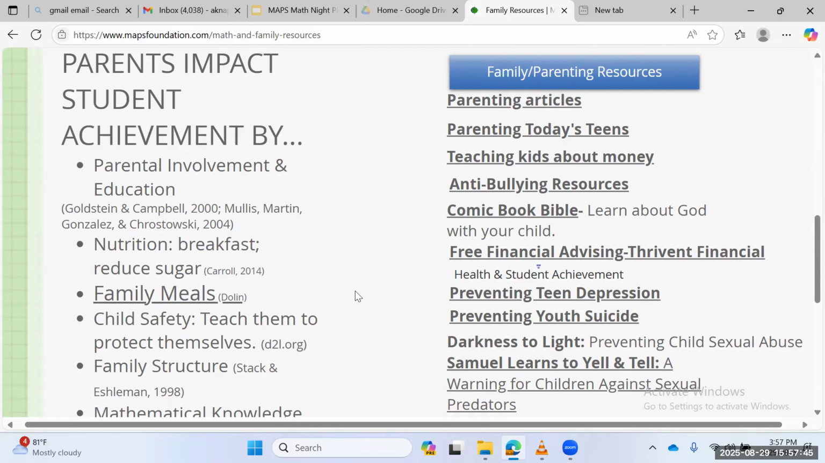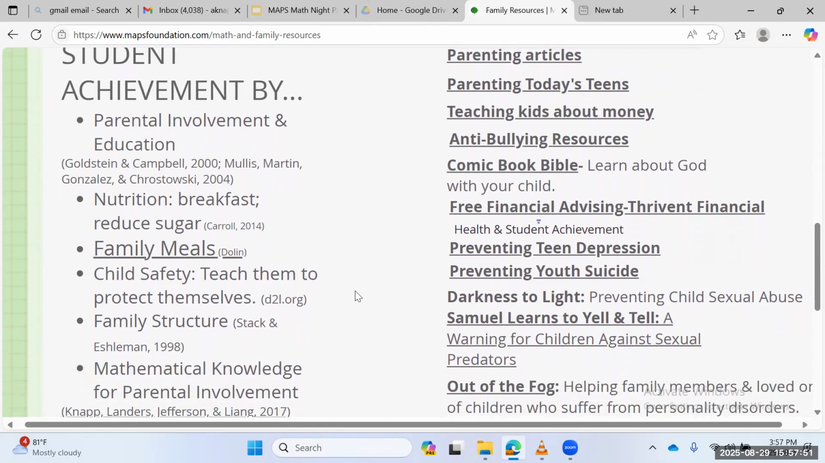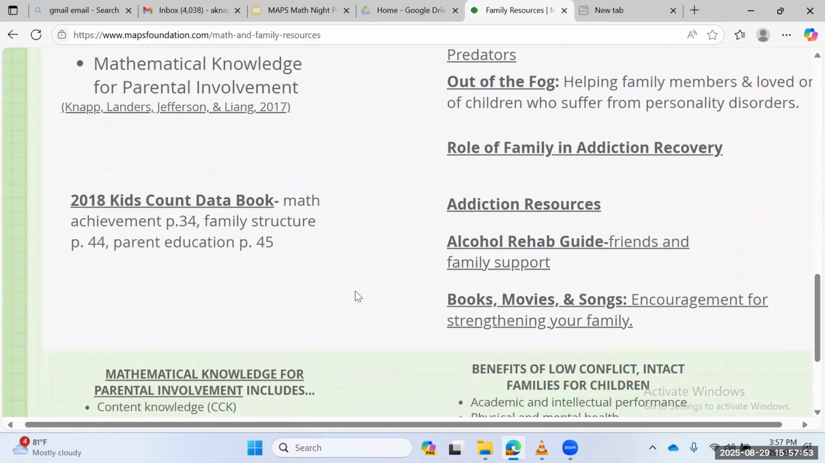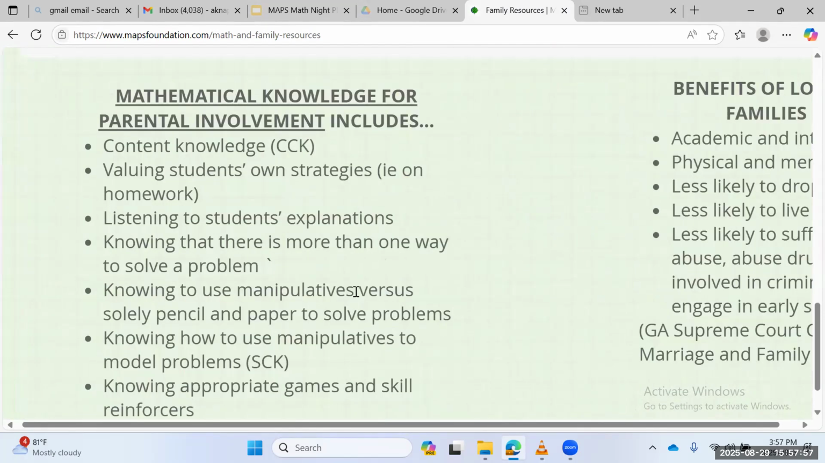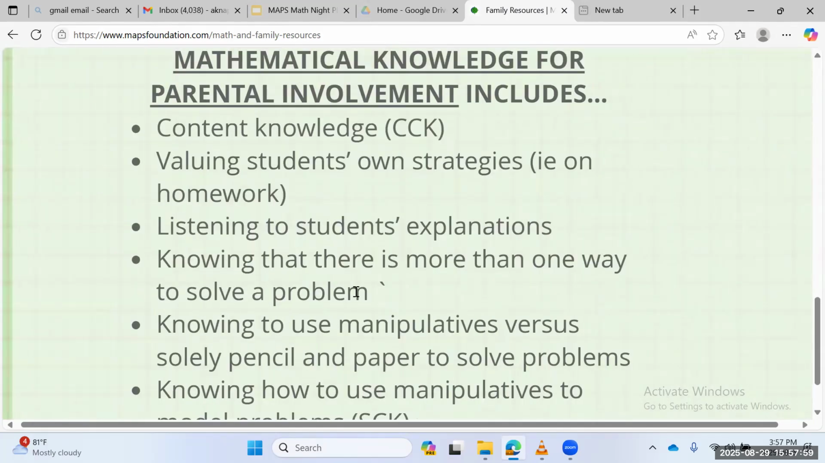Giving kids breakfast, limiting sugar, keeping them safe from predators, teaching them to yell and tell, and other things that you've learned tonight at the math night. Of course, you've learned some math, which always helps.